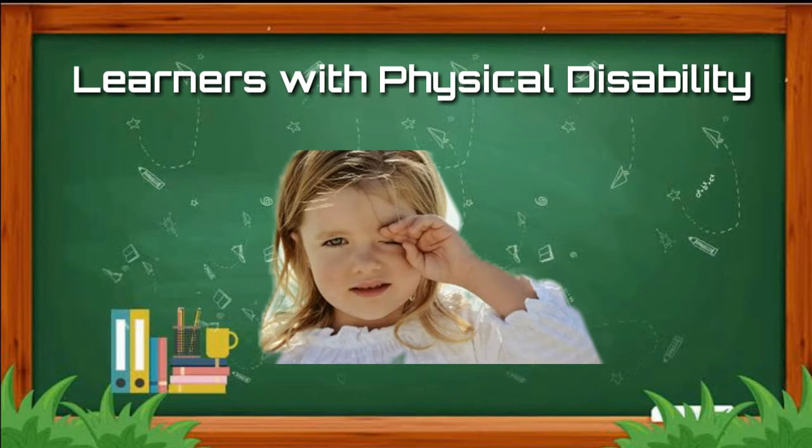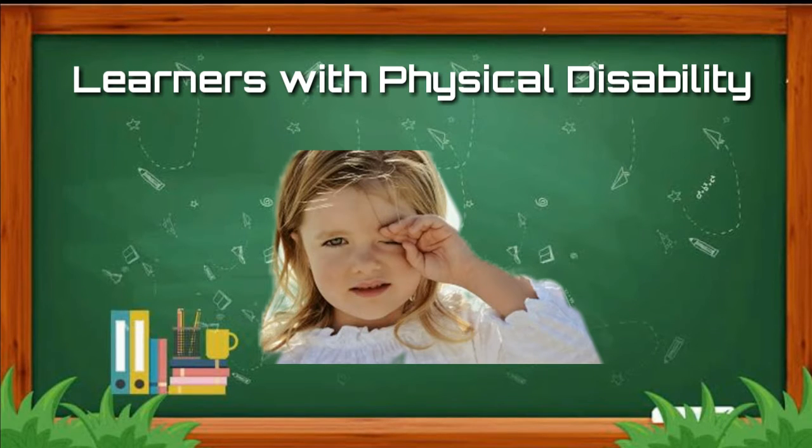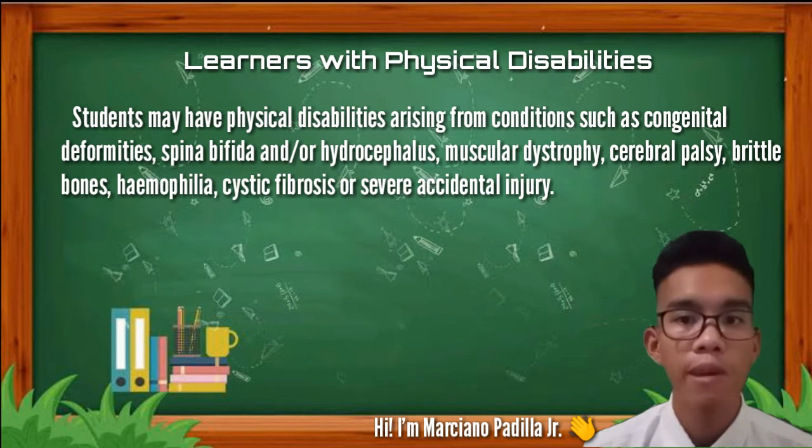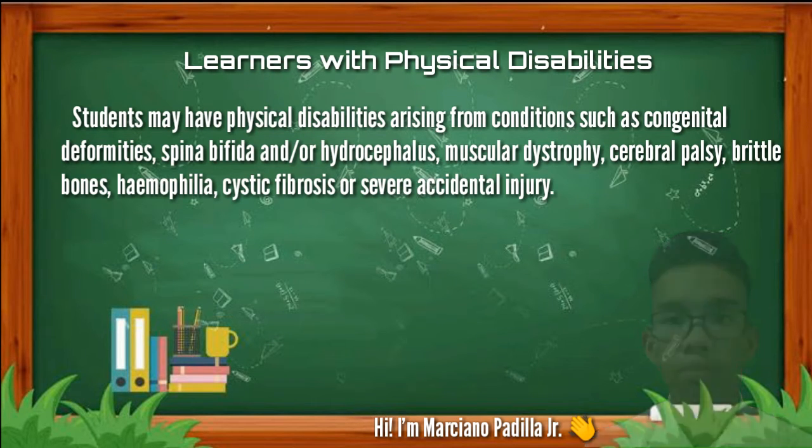Then third are the learners with physical disability. Students may have physical disabilities arising from conditions such as congenital deformities, spina bifida or hydrocephalus, muscular dystrophy, cerebral palsy, brittle bones, hemophilia, cystic fibrosis, or severe accidental injury.